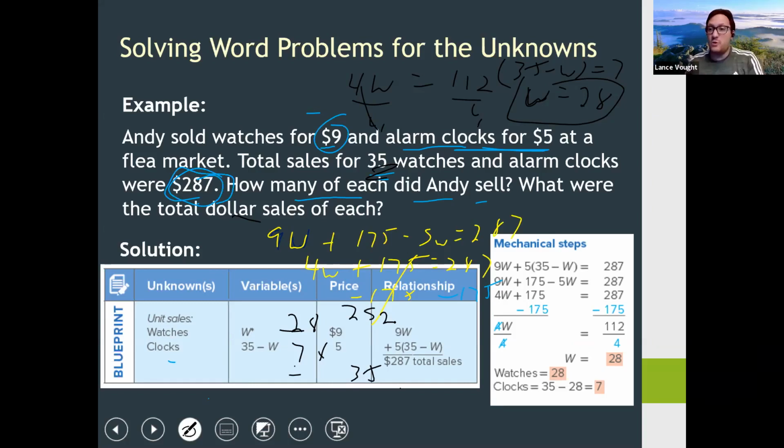We know how much in total we made in revenue. We know how much each item sells for. We can put those as scalars on the outside to basically determine how much money of each was made that is relevant to 287. Plug that in, solve for W. You find out there's 28 watches sold, 35 minus W, 7. So there's 7 clocks sold. Multiply that times the original scalar, which is the price of the product, and you get the total revenue for each, which is $35 for clocks and $252 for watches.